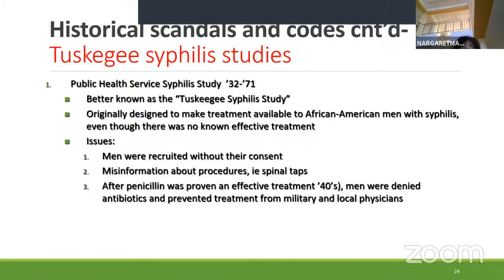The Tuskegee syphilis study I had mentioned earlier was originally designed to make treatments available to African-American men with syphilis, even though there was no known effective treatment. The men were recruited without their consent, with misinformation about the procedure. They were even subjected to spinal taps. And after penicillin was proven as an effective treatment, they were denied. You can see how vicious or unkind human beings are.